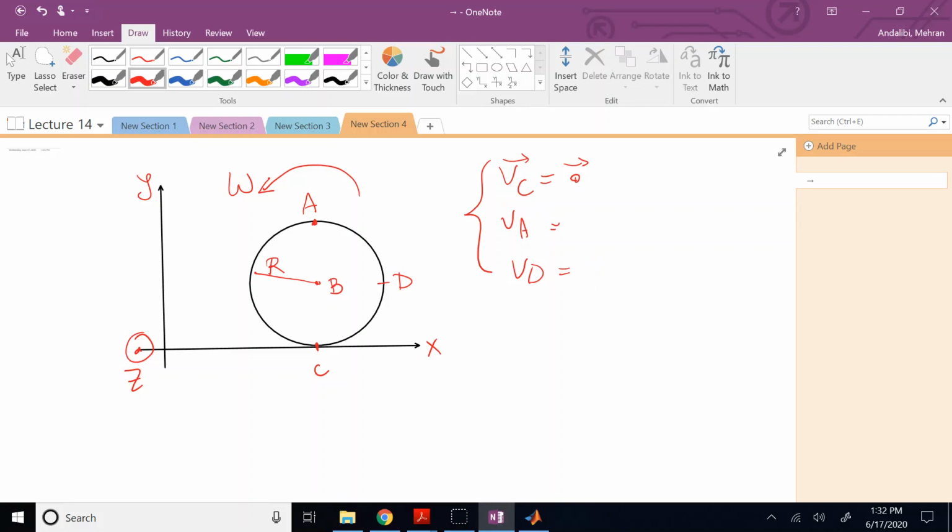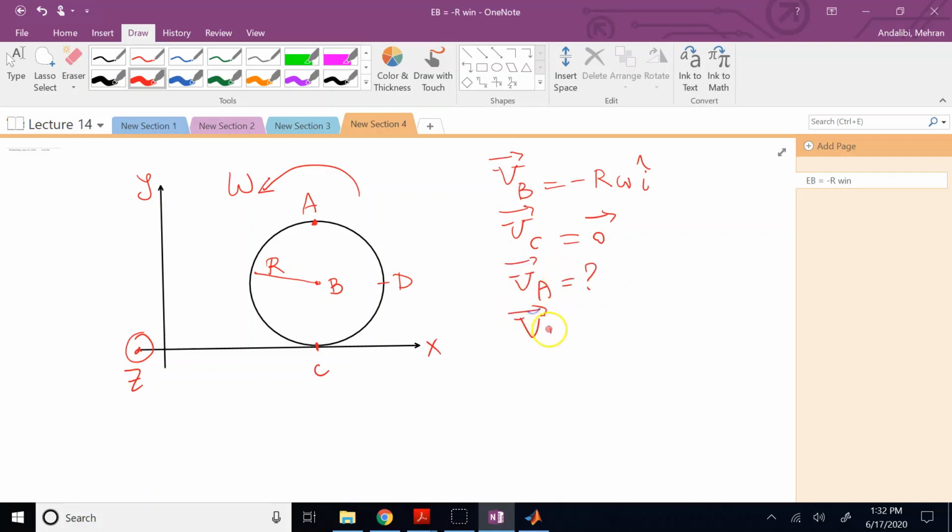And let's just add v of b as well to this, for the sake of completeness. So what is v of b? We found that it's negative r omega i. What is v of c? We found that it's 0. What is v of a? What is v of d?